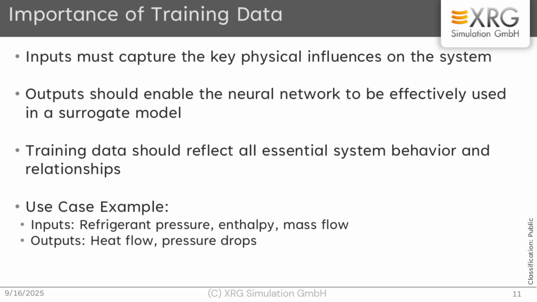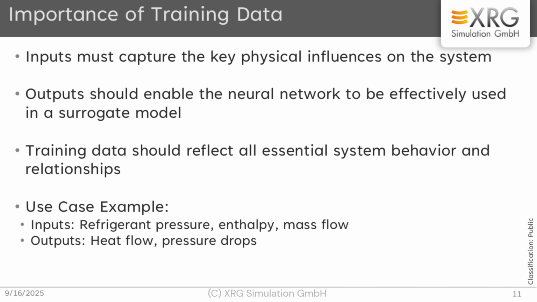And I think before we start with creating our models, it's always important for neural networks what kind of training data we have. Before you can create or train a neural network, you always have to ask yourself what inputs you want, what outputs you want, how you capture all of your physical influences, and how you can effectively bring your outputs back into your model so that you have all important information. Also, the data should reflect all important system behaviors.